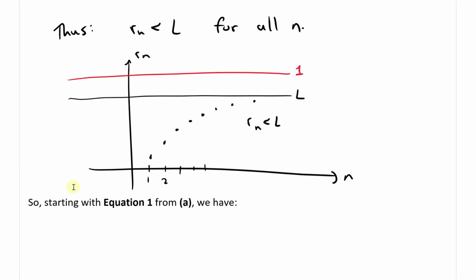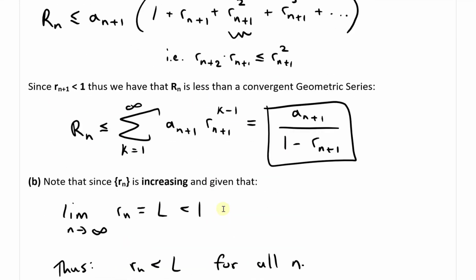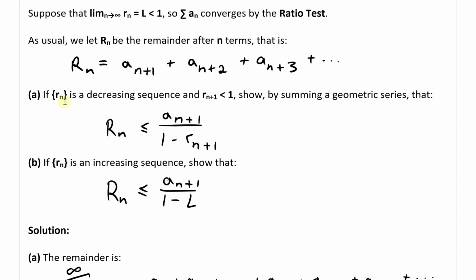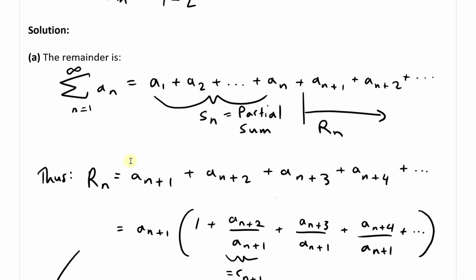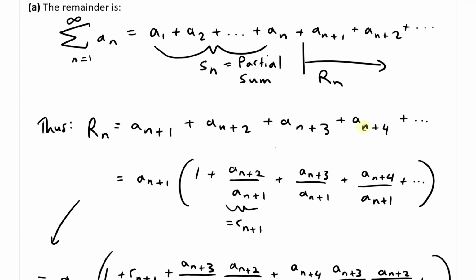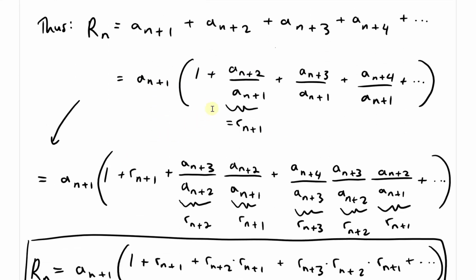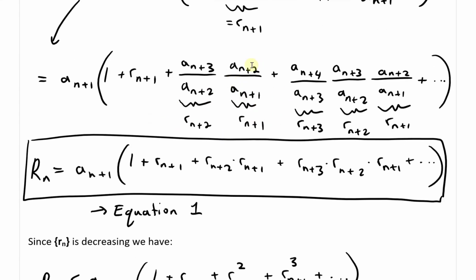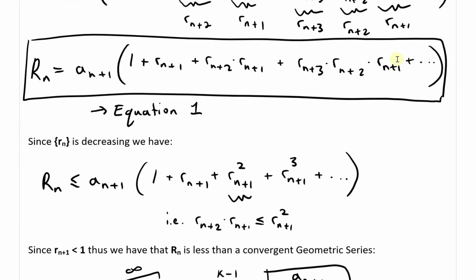Alright, so now the next step is, starting with equation 1 from part A, and recall that this derivation is exactly the same as for part A and part B, the initial part at least. We just set it up like this. We have the remainder R_n up to this point, then we factor out the a_(n+1), and we get a_(n+1) times 1 plus R_(n+1), and then doing some algebra, multiplying the top and bottom, and we keep doing this, and we get this equation 1. So we'll just start off from here, because it's the same thing.